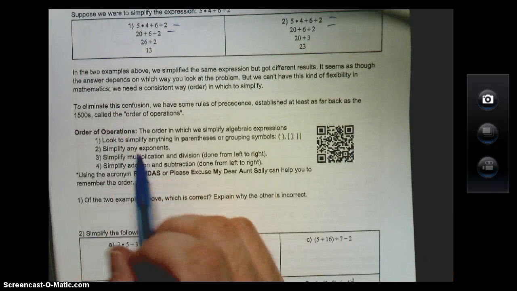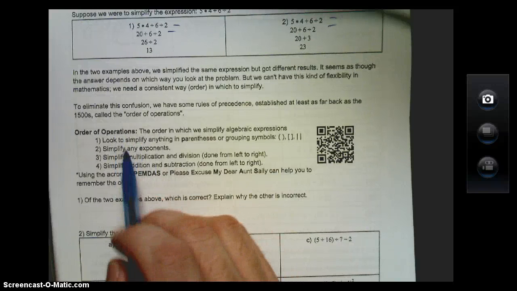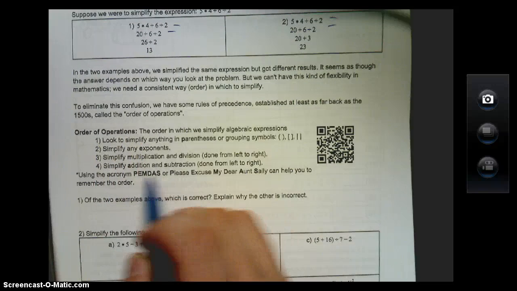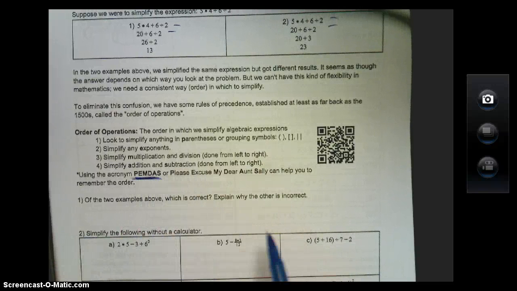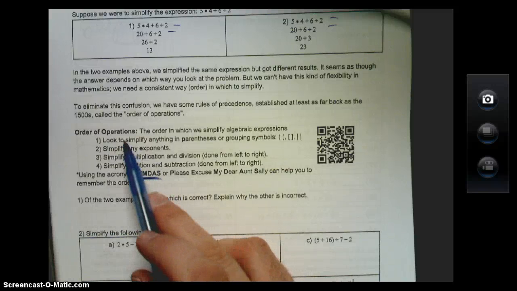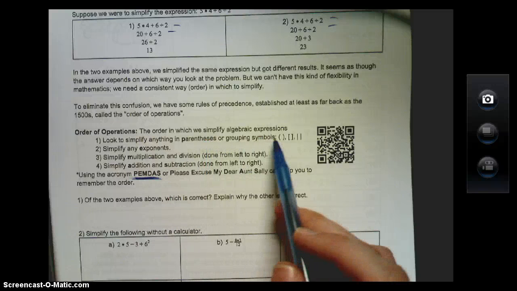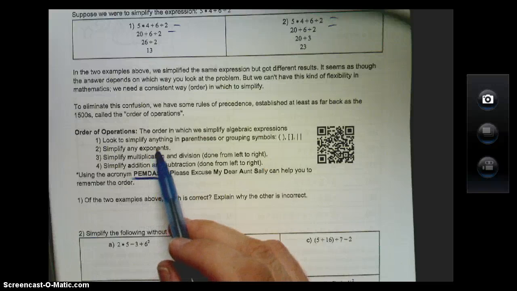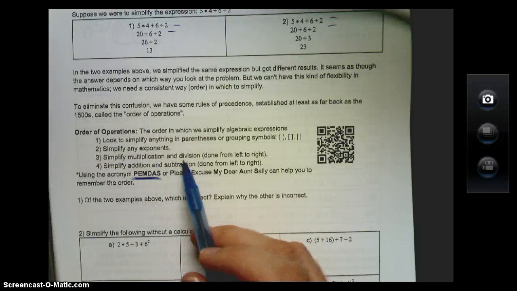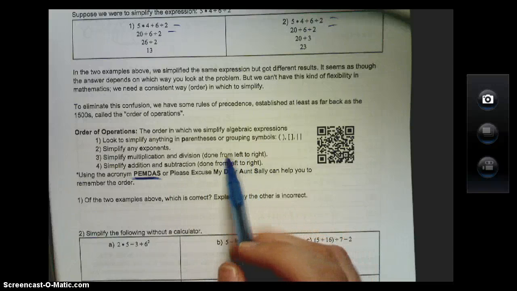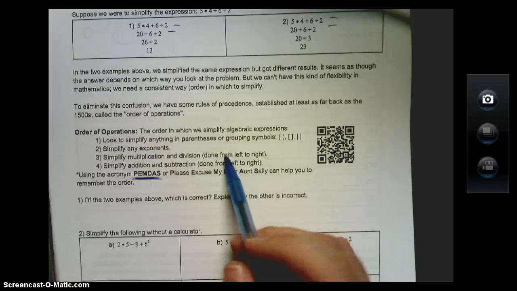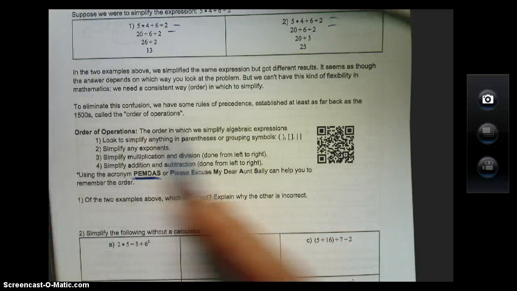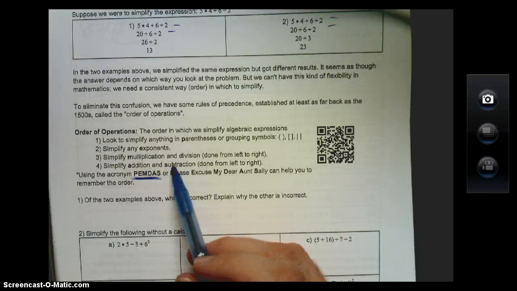And this takes us to our good old order of operations, okay? We have a few steps to take a look at, but I'm going to just heavily reference PEMDAS. Please excuse my dear Aunt Sally. So the P stands for parentheses. Look to simplify anything in parentheses or grouping symbols: parentheses, brackets, absolute value, whatever it may be. Your E is any exponent, something raised to a power. Multiplication and division. Now this one, again, is important. You're going from left to right. Okay, so you're starting on the left-hand side of your expression and you're moving your way over. The same works for your addition and subtraction.